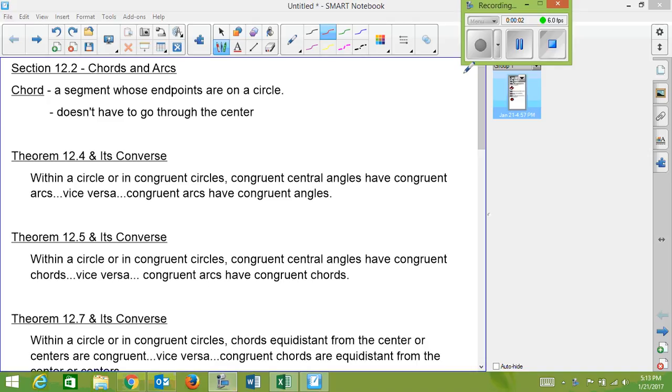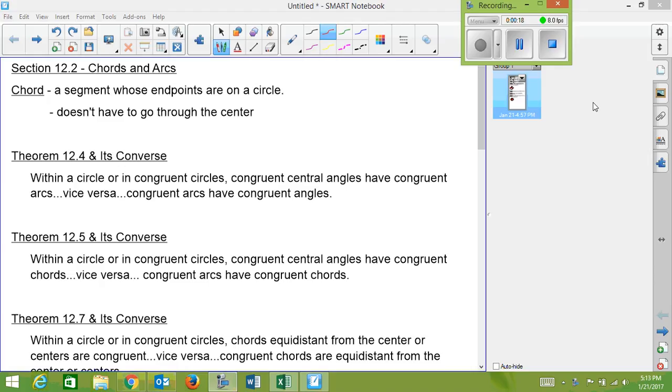Hello and welcome to section 12.2, which is on chords and arcs. A chord is a segment whose endpoints are on a circle. It does not have to go through the center like a diameter would. It can just start on the circle and end on the circle.